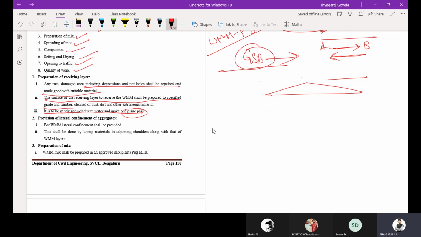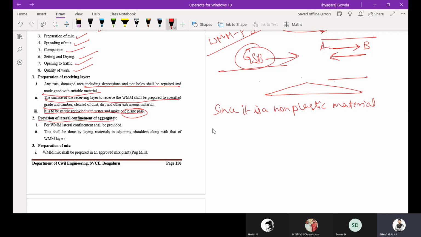Next one is the provision of lateral confinement. Since it is a non-plastic material, there will be chances of segregation of aggregates while rolling. That's why, to avoid the segregation of materials, we are going to provide lateral confinement.